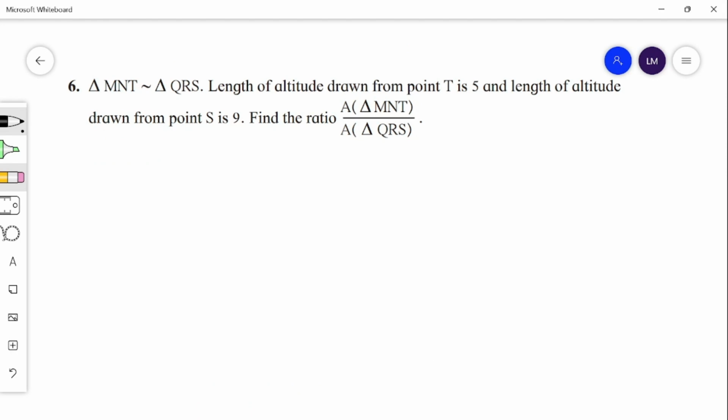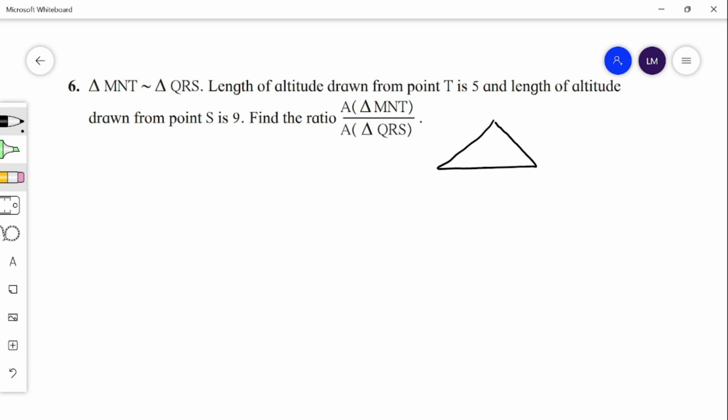Problem set 1, question number 6. Triangle MNT is similar to triangle QRS. The length of the altitude drawn from point T is 5 and the length of the altitude drawn from point S is 9. So find the ratio of the area of triangle MNT upon the area of triangle QRS. So we will first make the diagram.